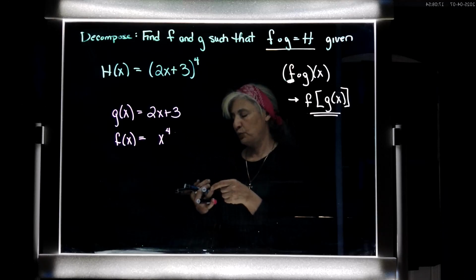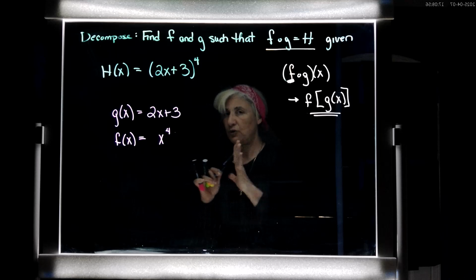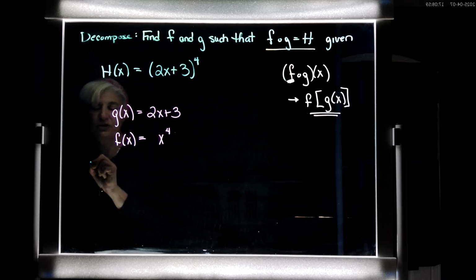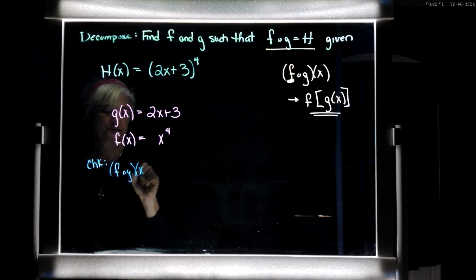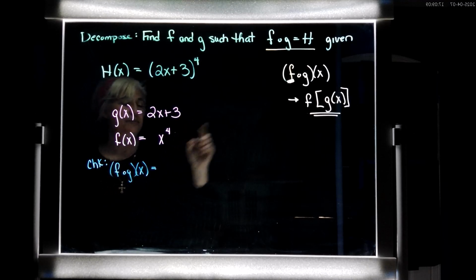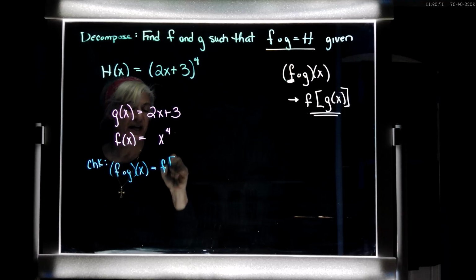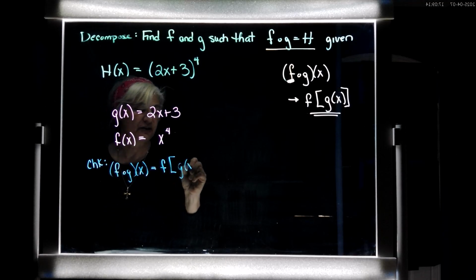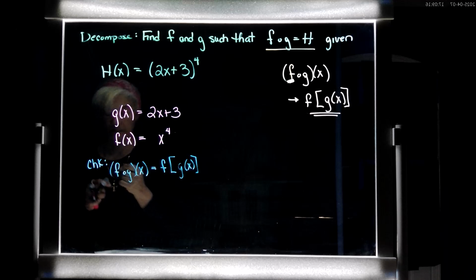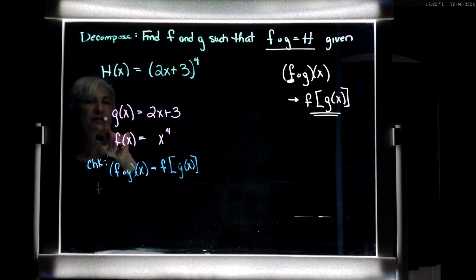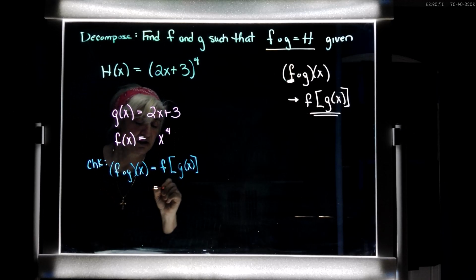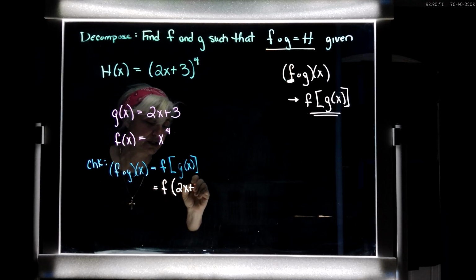Let's see if we are on the right track. Don't write, just watch. I'm going to do some checking here. If I take f composition g of x, by definition, that means I'm going to take the function f and plug into it the function g. Now, what was the function g of x? What did we say? 2x plus 3? So I'm going to take f and plug into it the 2x plus 3.